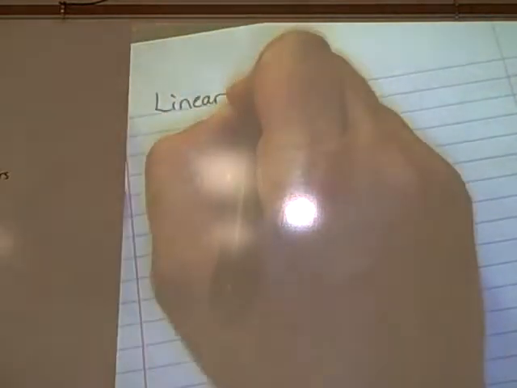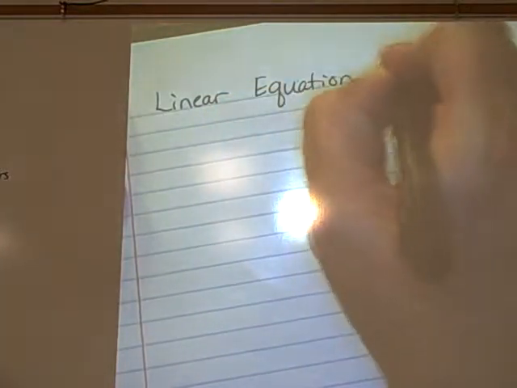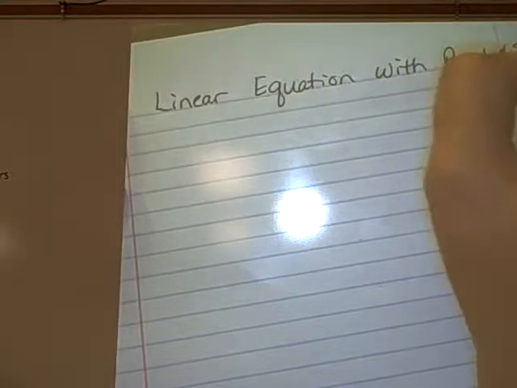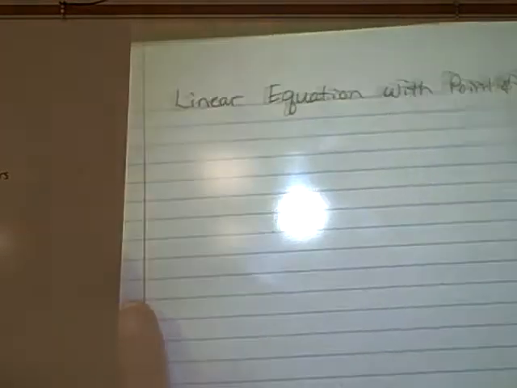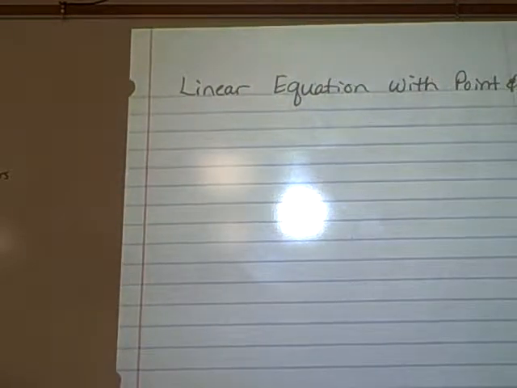Now we're going to do linear equation with point and slope. So we did graphing with a point and slope. Now we're going to do the equation with point and slope. Because in order for that to be the graph, there's a rule. There's a function that goes with that.